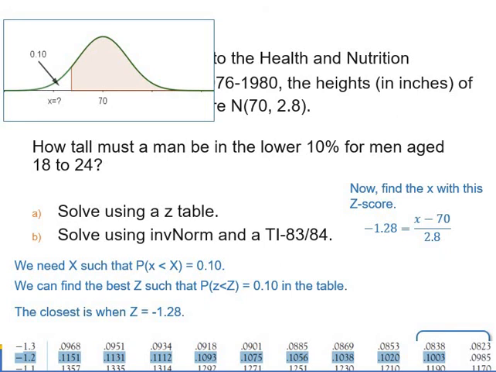We have our formula that the z-score is equal to x minus mu over sigma, and we can fill in everything but x and solve for x. So negative 1.28 equals x minus 70 over 2.8. Multiply both sides by 2.8 and add 70, and you get 66.4 inches. So it's possible to look in the z-table first and find the z-score that puts you at 10% or as close as you can get to that, and then you can convert that back to an x value in the regular distribution.